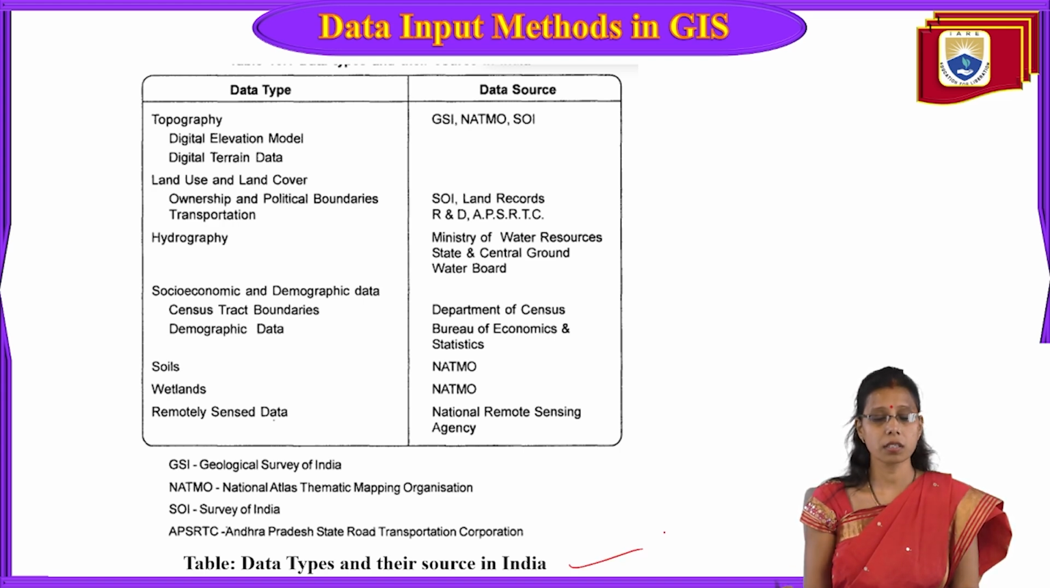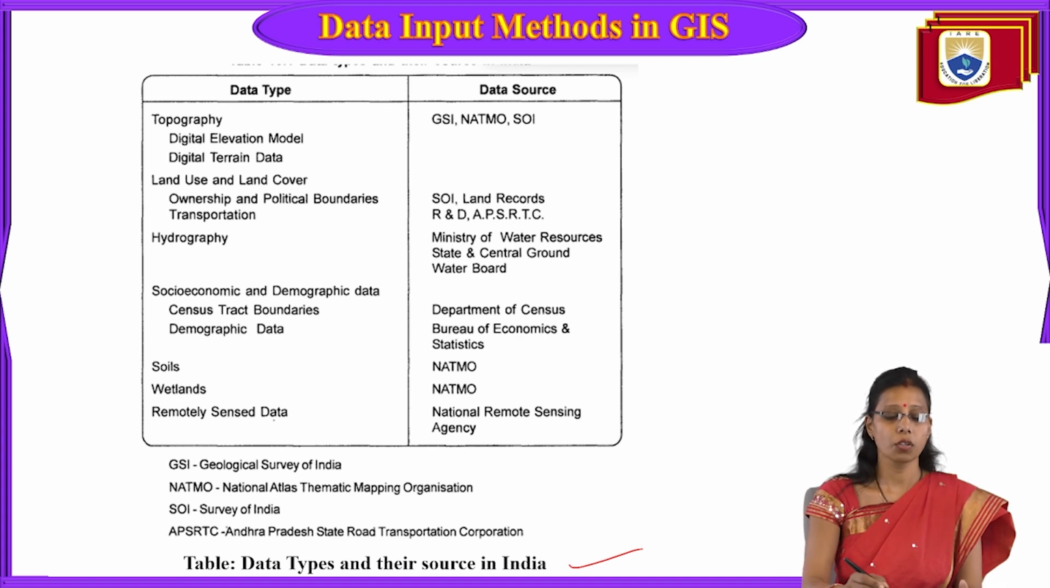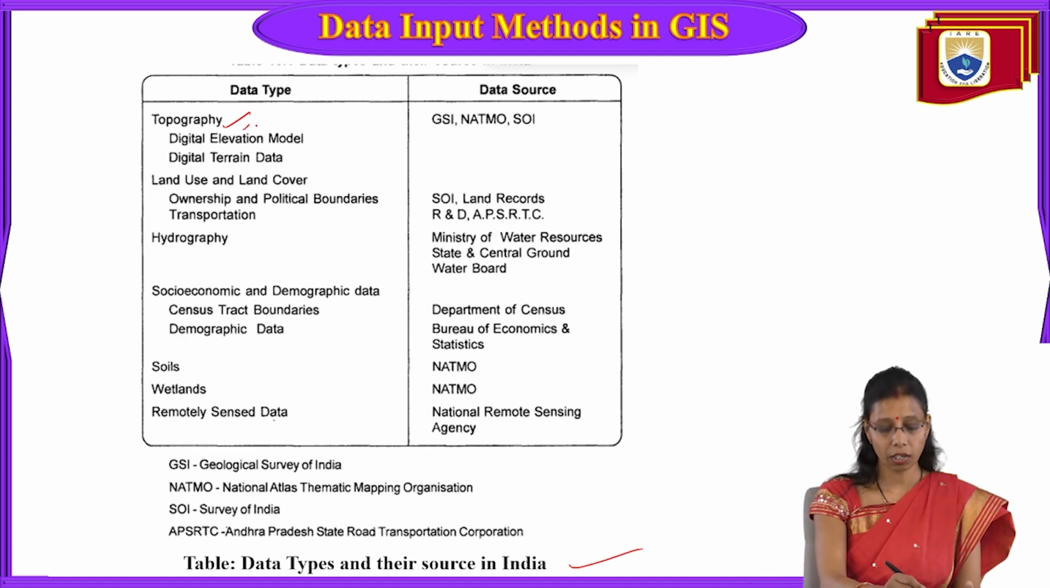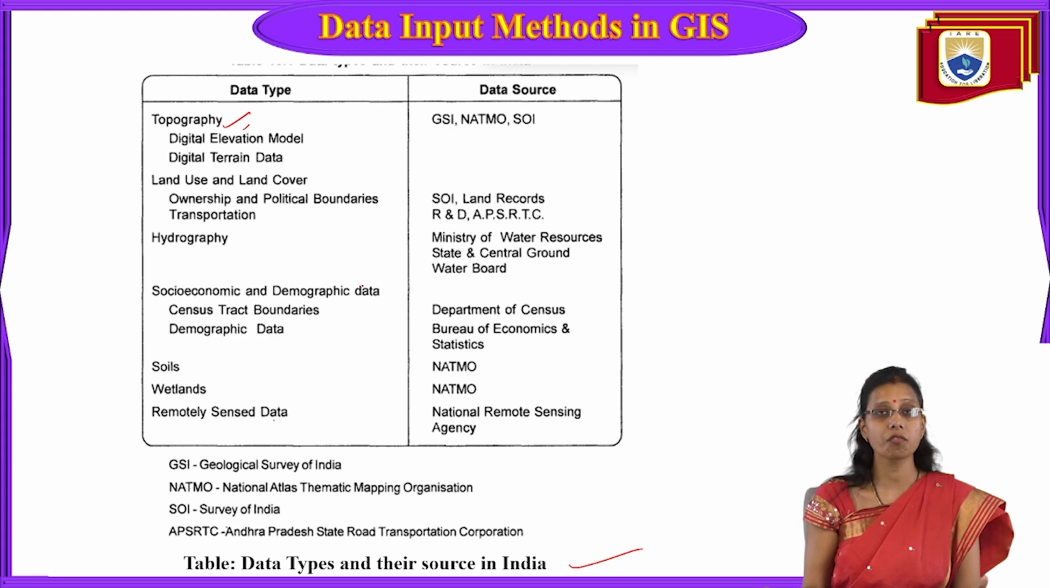Now here we can see data types and their sources. We can see in this table we have different data types and sources. Data type means what kind of data we use in GIS, and what are the different sources from which we receive this data. So if you talk about topography, if you want to use this information, we can just receive it. In topography, we have digital elevation model, digital terrain data.